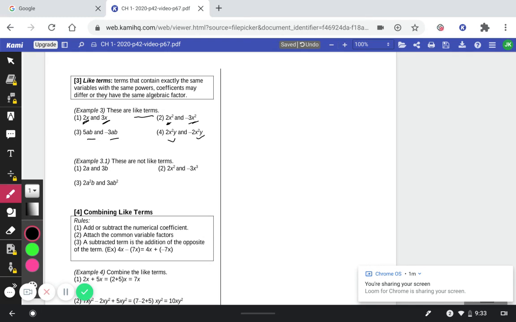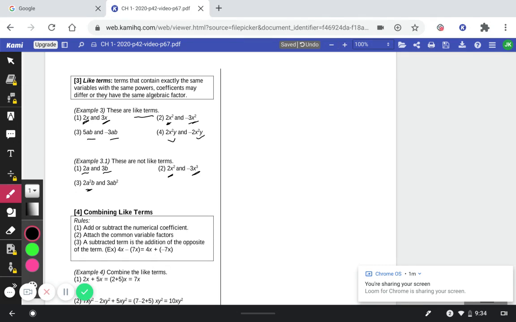Now these are not like terms. An example of not like terms is 2a with 3b. One is a, one is b, different letters, so they're not like terms. Number 2, 2x squared with negative 3x cubed is not like terms. Why not? Because one is squared and the other one is cubed. So they are not like terms. It's not the number, but the letters that have to be the same letter with the same power.